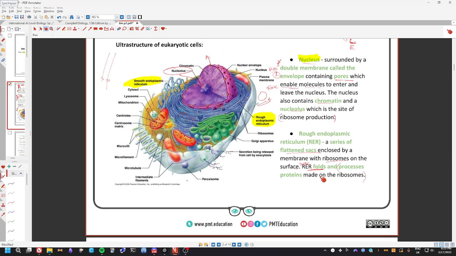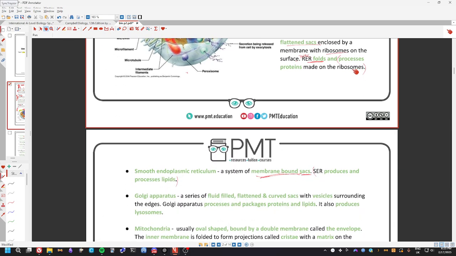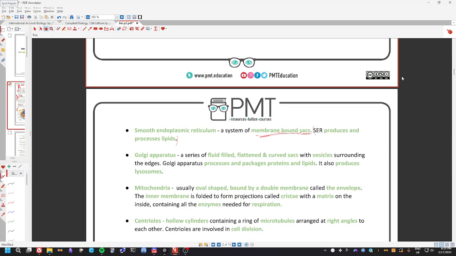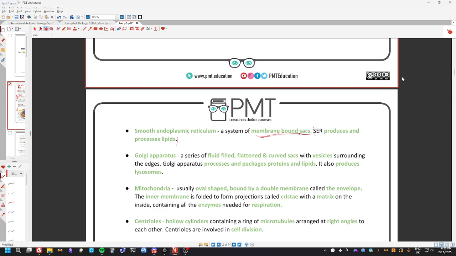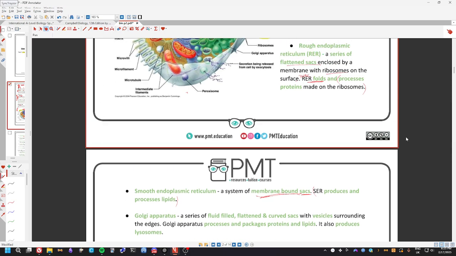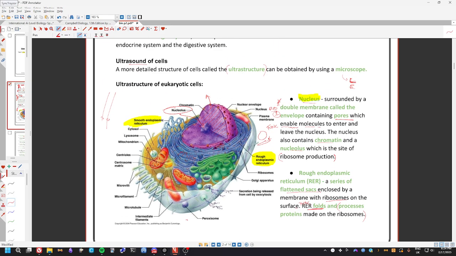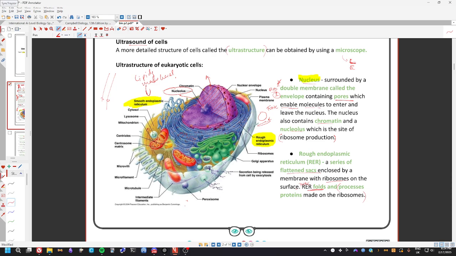It's a system, the smooth endoplasmic reticulum. It is a system of membrane-bound sacs. So they are membrane-bound, as in they are enclosed in a membrane, which is enclosed in the larger cell surface membrane, and it produces and processes lipids. Lipids are pretty important, and you just need to know that they are produced in the smooth endoplasmic reticulum. I think that's the most important factor you need to know here. You learned all about lipids in unit 1, so now you know where they're made, not how they're made. Well, you know how they're made, but not specifically. Yeah, they're made here.